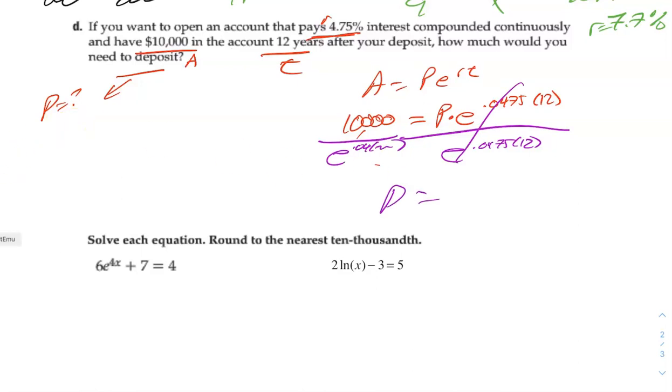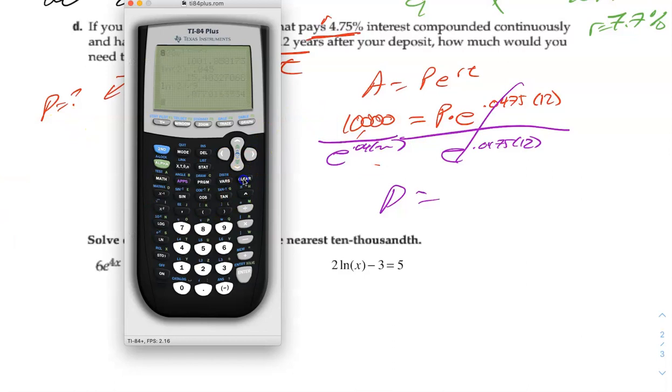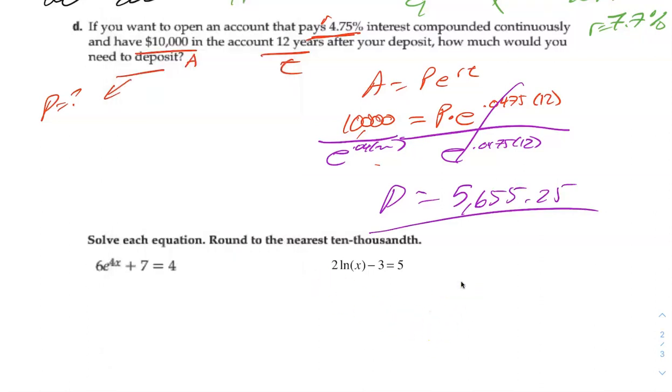Let's use your calculator. So 10,000 divided by e. I got a little sloppy at the end there, so I'm going to look up. 0.0475 times 12. $5,655.25. There you go. That's how much you have to deposit if you want to get to 10 grand in 12 years.